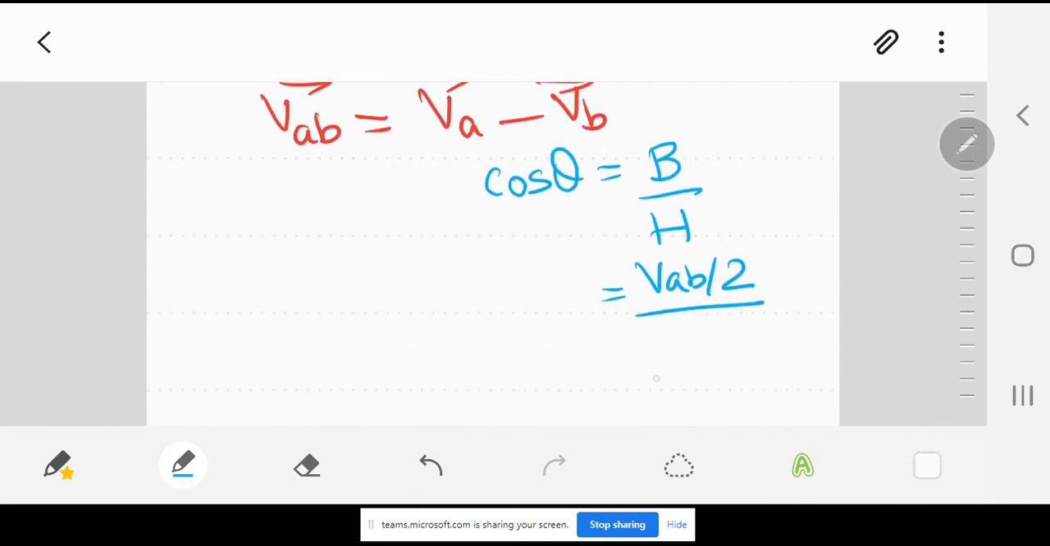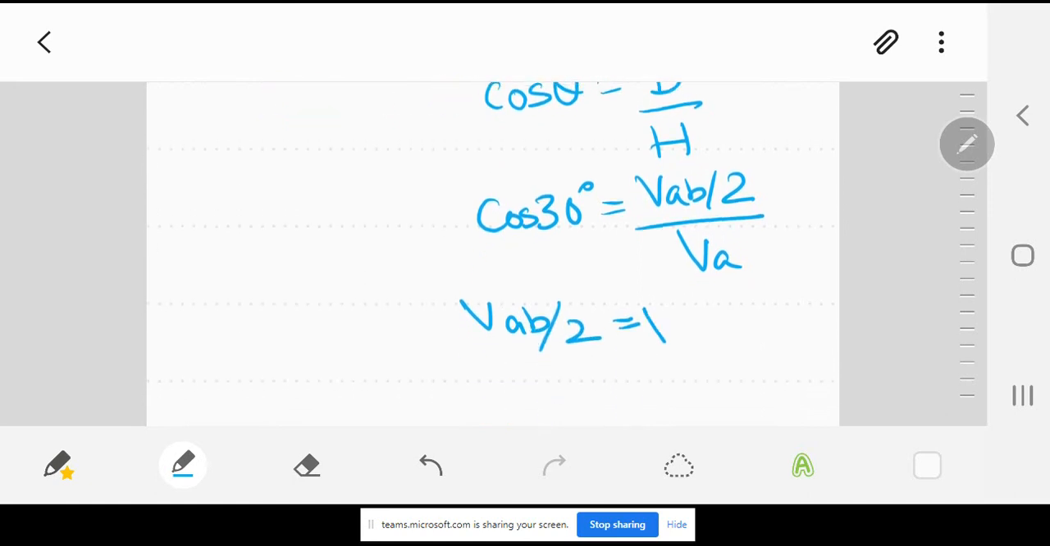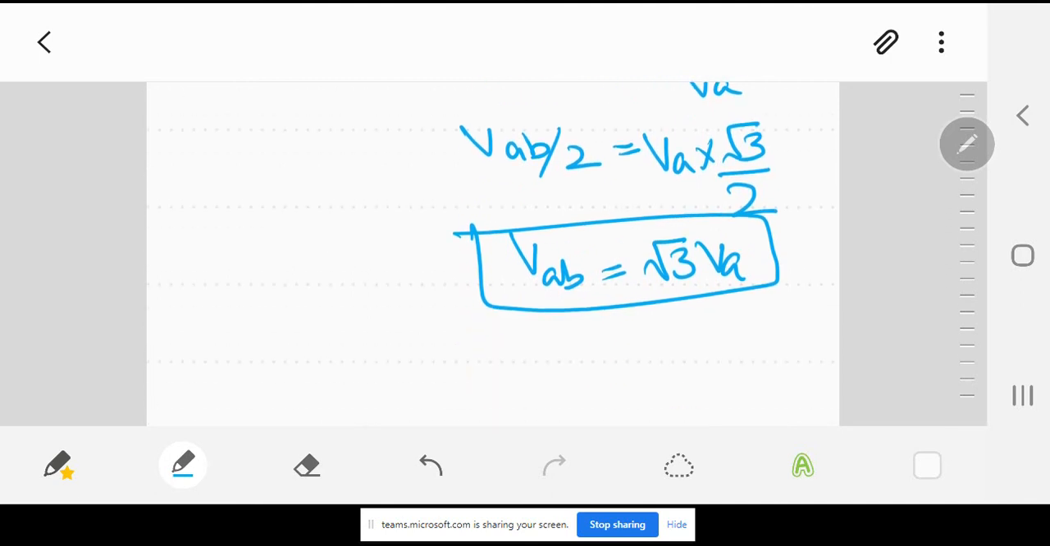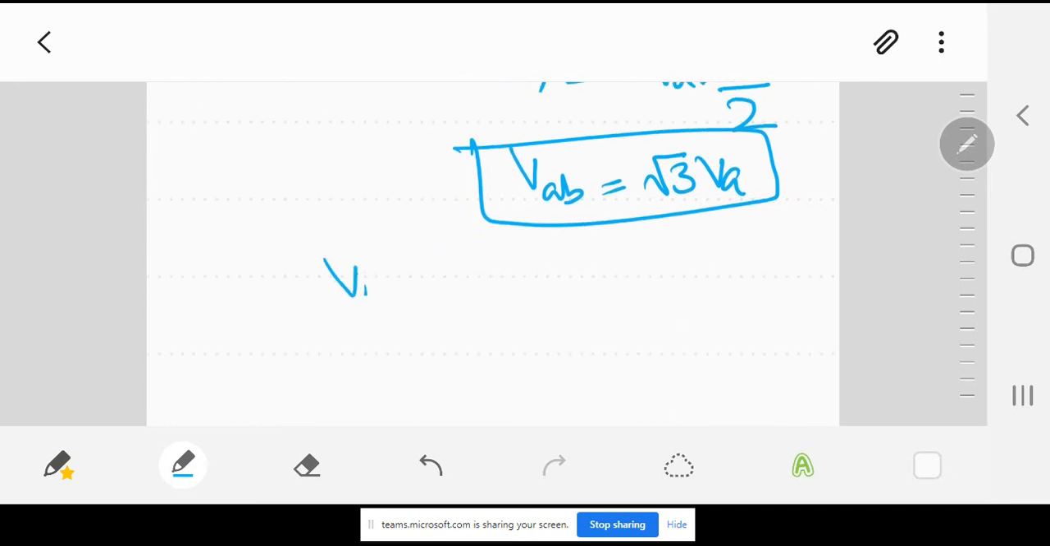And what is the angle? That is cos of theta. So this means VAB by 2 is equal to VA times root 3 by 2. So what is VAB? VAB is equal to under root 3 times VA. So this is actually telling you that your VAB, that is the line voltage, is equal to under root 3 times the phase voltage over here. Okay, so generally speaking, whenever we are writing it down, the line to line voltage is under root 3 times the phase voltage over there.